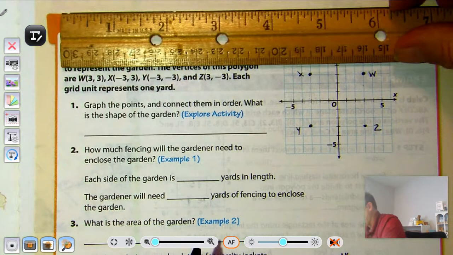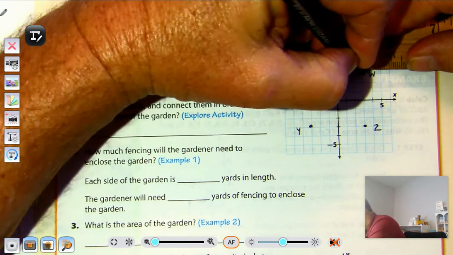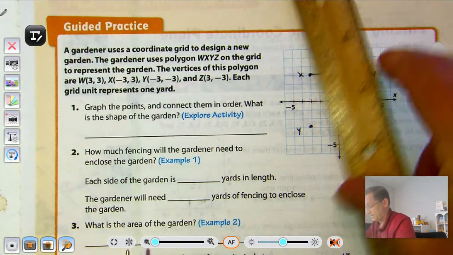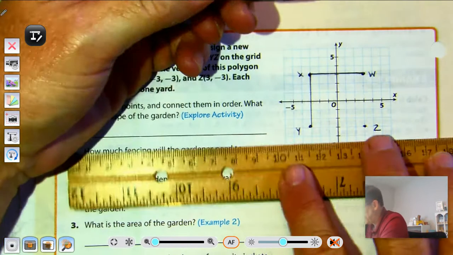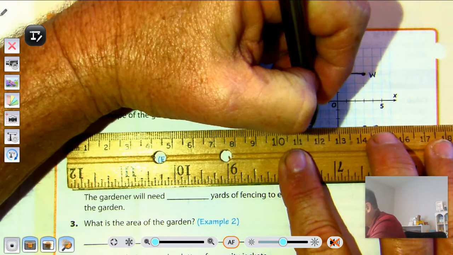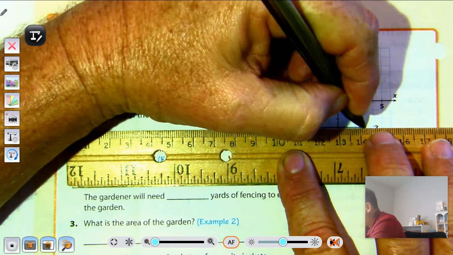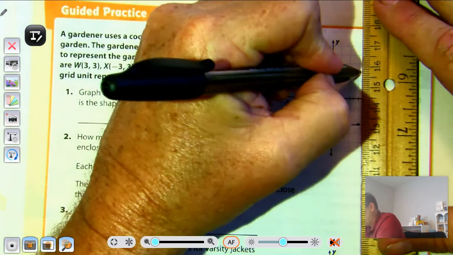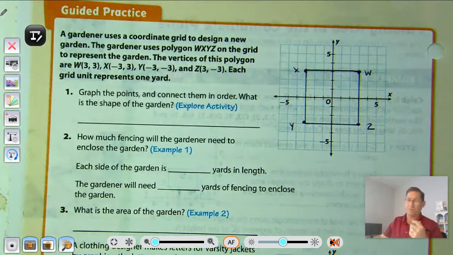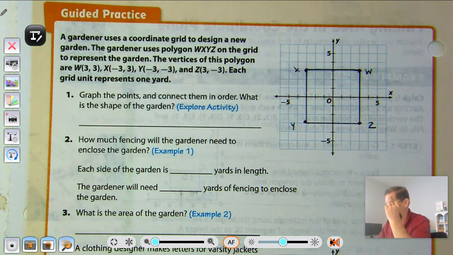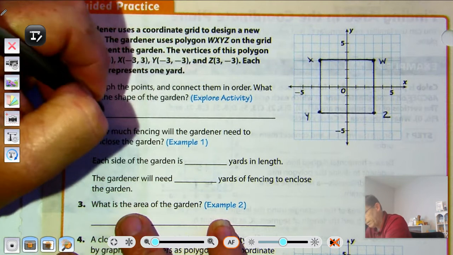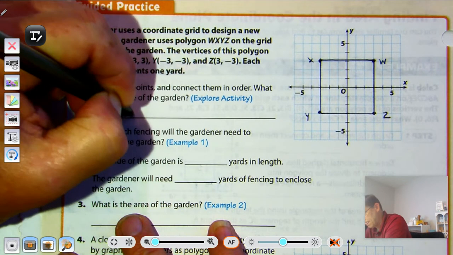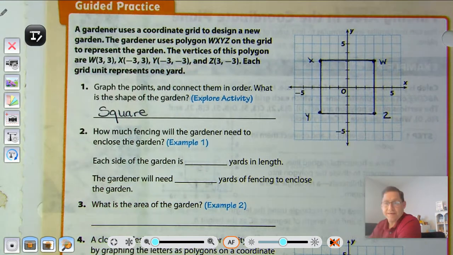All right, so W to X, X to Y, and Y to Z. And then close it. All right, so we basically made a square, right? Okay, so what is the shape of the garden? It's a square. How much fencing will the gardener need to enclose the garden?